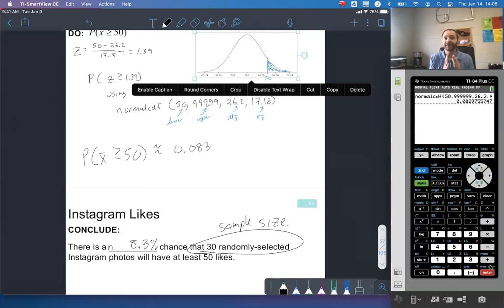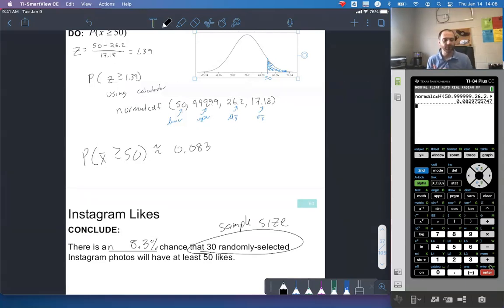So anything dealing in there is based off of samples of size 30. So you have to state that in the conclusion. And I'm also stating, what am I looking at? I'm looking at least 50 likes, because that's what we calculated there. So we have that. There's our state, our plan, our do, our conclude.